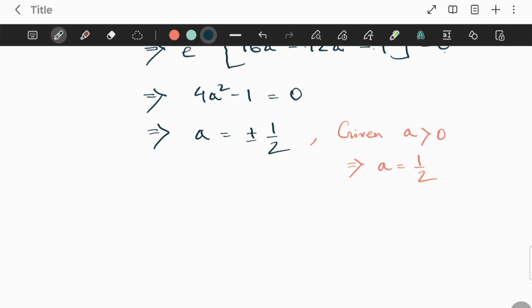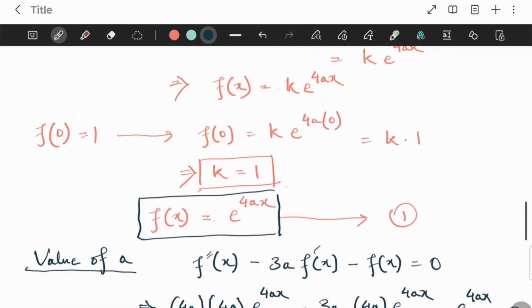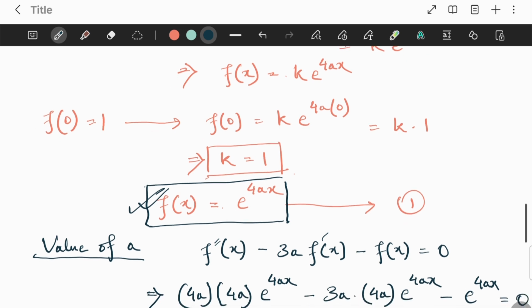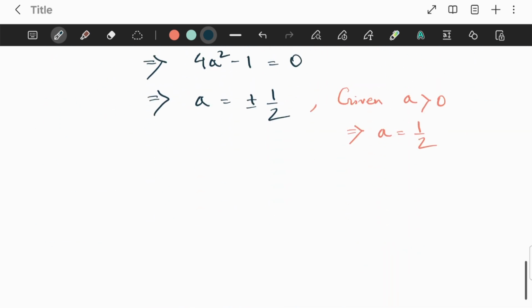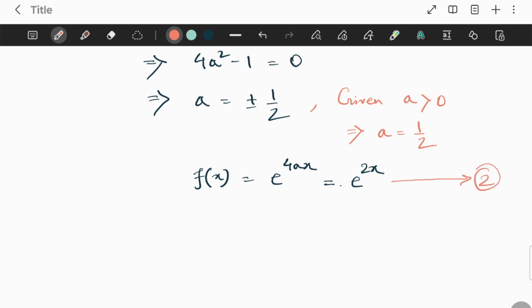So again we will go back to the function we earlier found, f(x) equals e to the power 4ax. Putting a equals half will give you f(x) equals e to the power 4ax, equals e to the power 2x. So this would be your second part, correct?